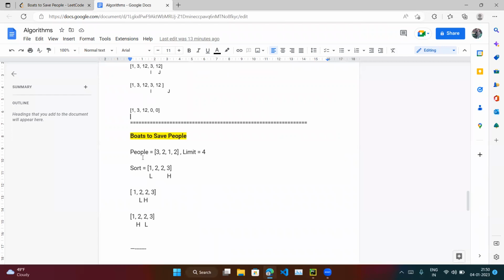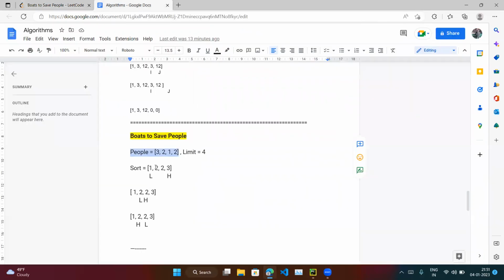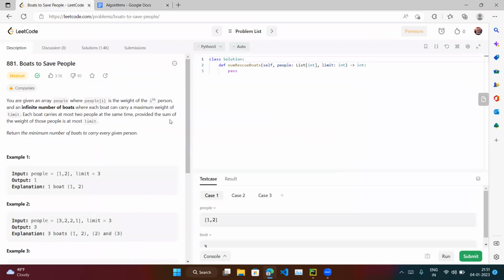So what it is saying is, they have given some array. The array is called people. So the array name is people. Along with that, people[i] is the weight of the ith person. So the values in this array are the weights of the people. So the first person's weight is 3, the second person's weight is 2, the third person's weight is 1, the fourth person's weight is 2. Correct. And we have an infinite number of boats.